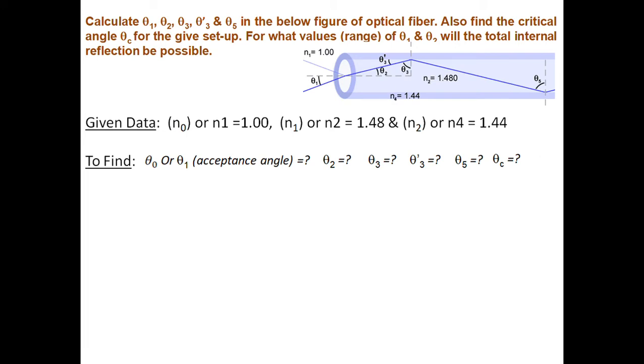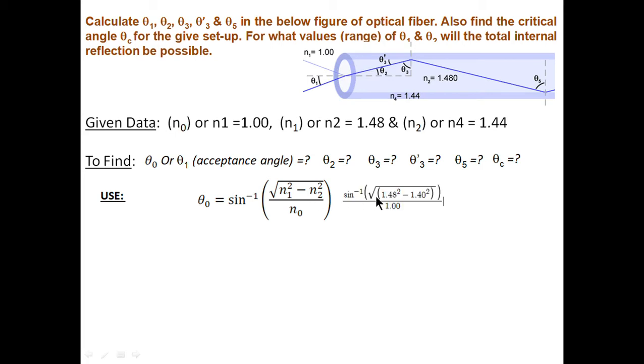The very basic mathematical relation that you are going to use is theta 0 is equal to sine inverse of root of n1 square minus n2 square by n0, which we have been saying throughout the lecture. Now if you put these values n1, n2 and n0, which are equivalent to n2, n4 and n1 here, you directly get the acceptance angle. Okay, so you substitute the values, 1.48 square minus 1.40 square by 1, you get 28.68, roughly 28 or 29 degrees approximately as your acceptance angle.